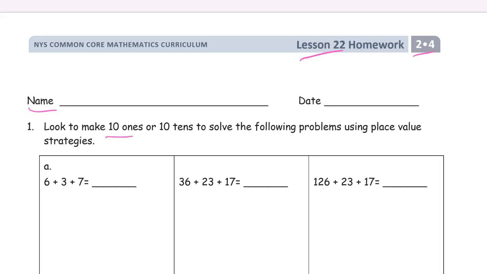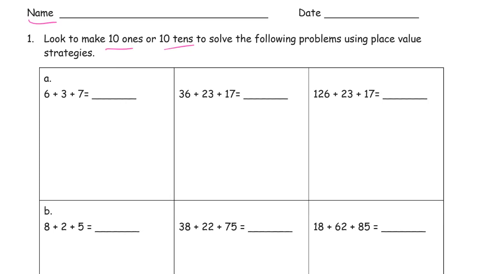Look to make 10 ones or 10 tens to solve the following problems using place value strategies. So this is going to look a little goofy at times because we're just making it up as we go. We're looking for ways to make 10 first in the ones digits and then with the tens digits.